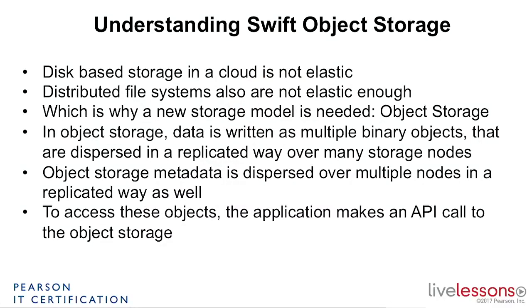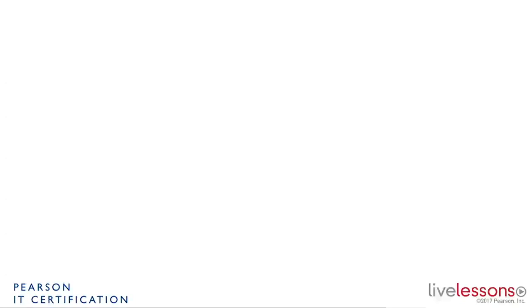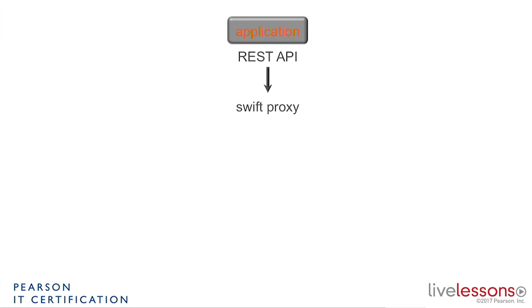In order to access these objects, the application needs to be changed as well. The application can no longer just open a file as it was used to do in the good old days. The application needs to make an API call to the object storage. Let's see in the slide how this is working. So we've got the application. The application is using REST API. You remember RESTful API, the default language that is used by nearly everything in an OpenStack environment.